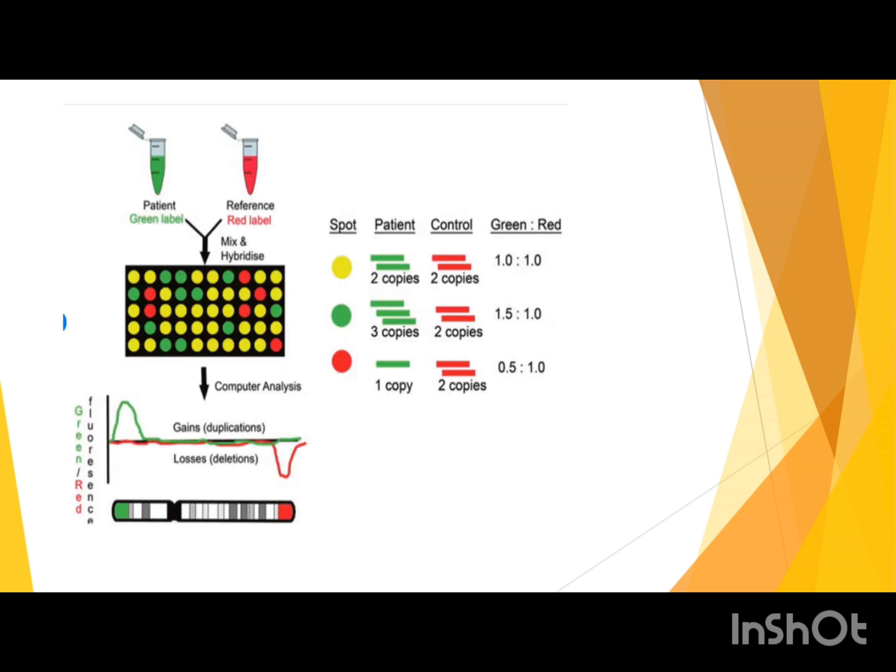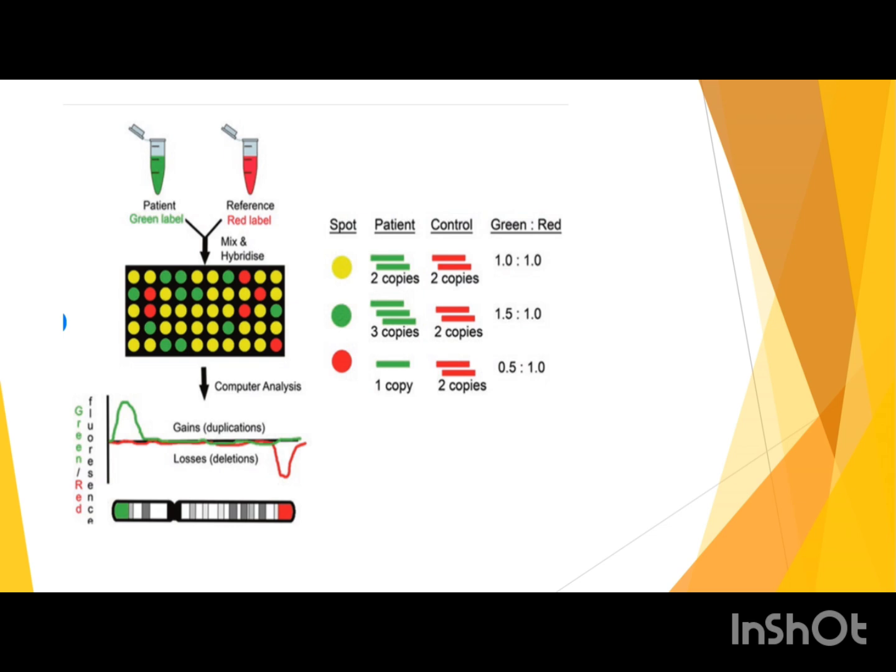Now understand this. In this experiment, I have taken the patient sample as green labeled and the reference as red labeled. If the sample matches your reference, then it will be binding with the red ones, but if there is non-matching, then the labeling will change.